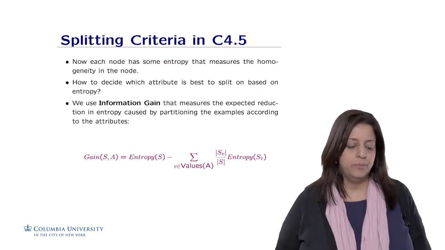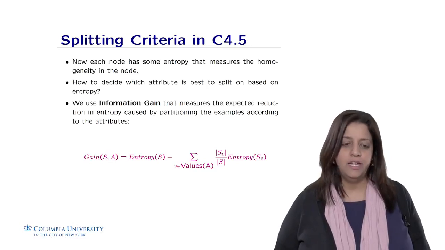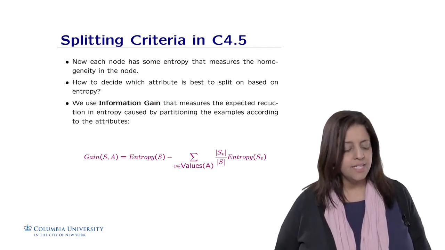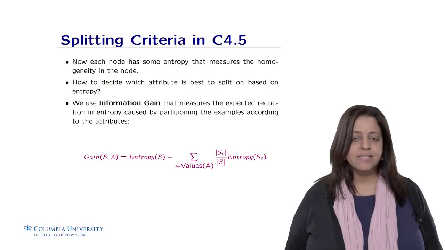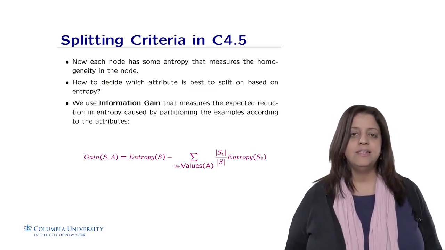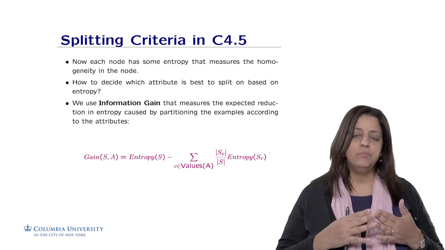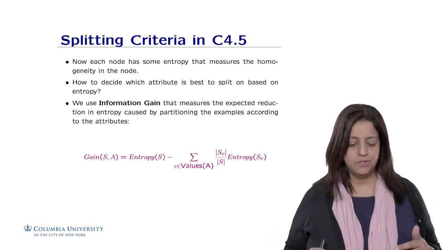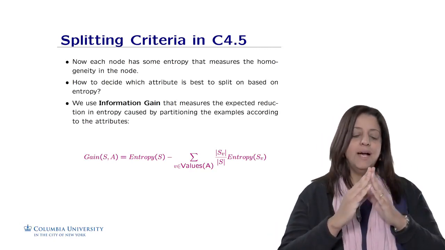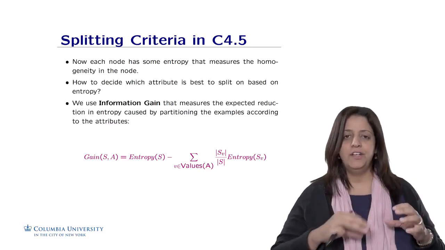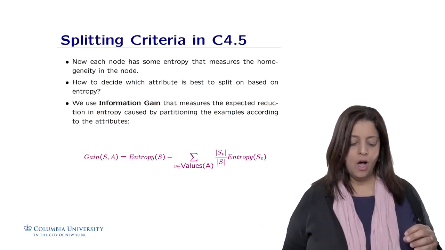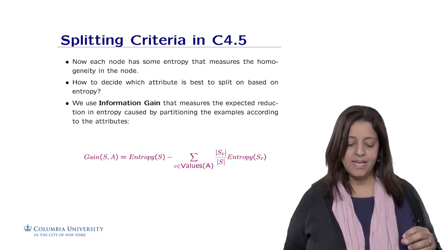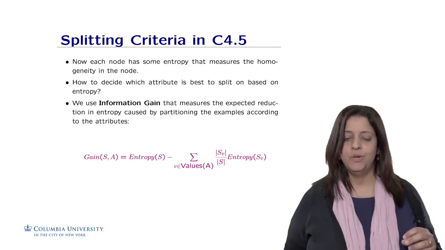We use a measure called information gain that measures the expected reduction in entropy caused by partitioning the examples according to the attributes. In other words, the gain for some node S, given some feature or attribute A, is the entropy at the node S minus the entropy at each of the children nodes if we split by A, going through all of its values. In other words, it's the entropy of S minus the entropy weighted by the size of each of the nodes. So we sum over all possible values of the feature A, weighting each entropy by the size of each node as compared to the whole size of the node S.